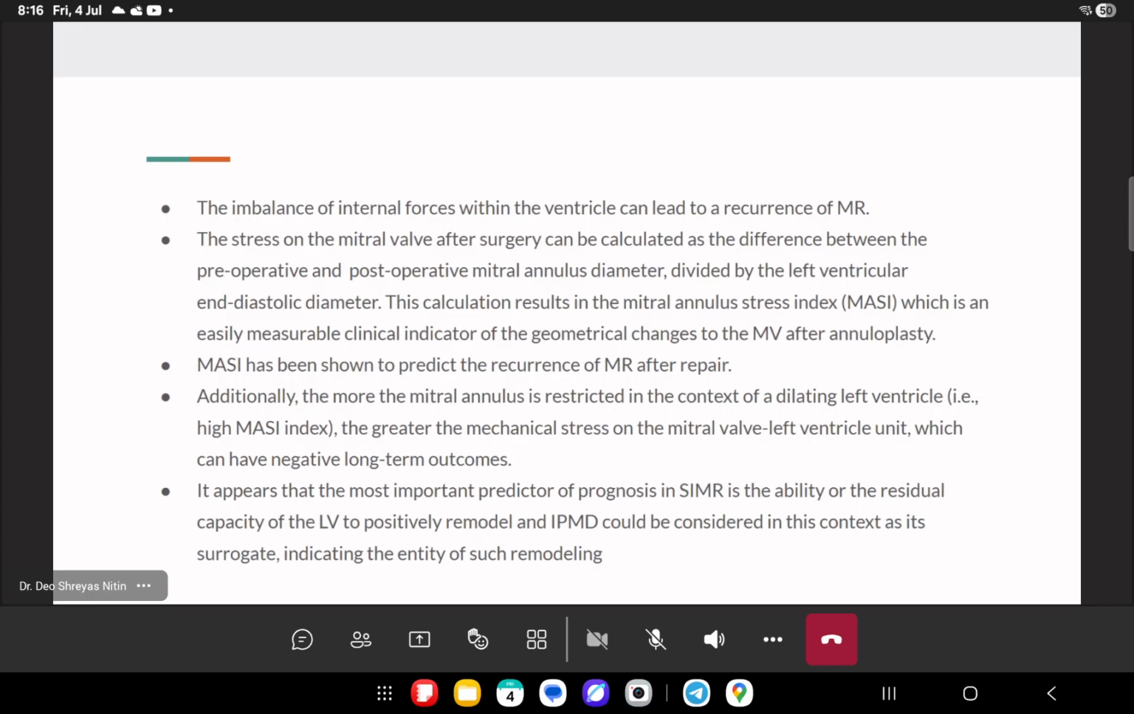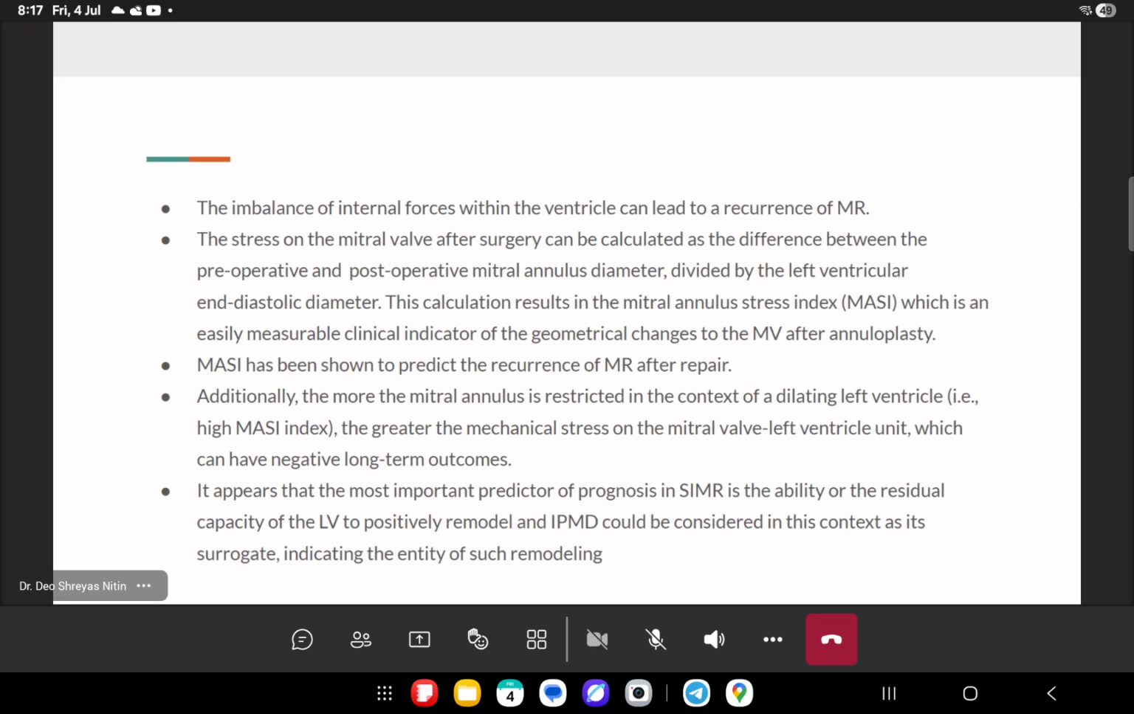The stress on the mitral valve after surgery can be calculated as the difference between the preoperative and the postoperative mitral annulus diameter divided by the ventricular end-diastolic diameter. This calculation results in the mitral annulus stress index, which is an easily measurable clinical indicator for the geometrical changes to the mitral valve after annuloplasty. The mitral annular stress index has been shown to predict the recurrence of mitral regurgitation after repair. Additionally, the more the mitral annulus is restricted in the context of a dilating left ventricle, that is, a high mitral annular stress index, the greater the mechanical stress on the mitral valve left ventricle unit, which can have negative long-term outcomes.